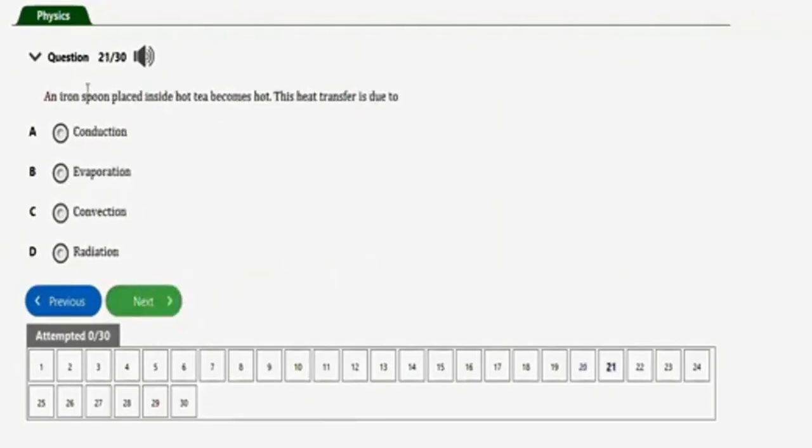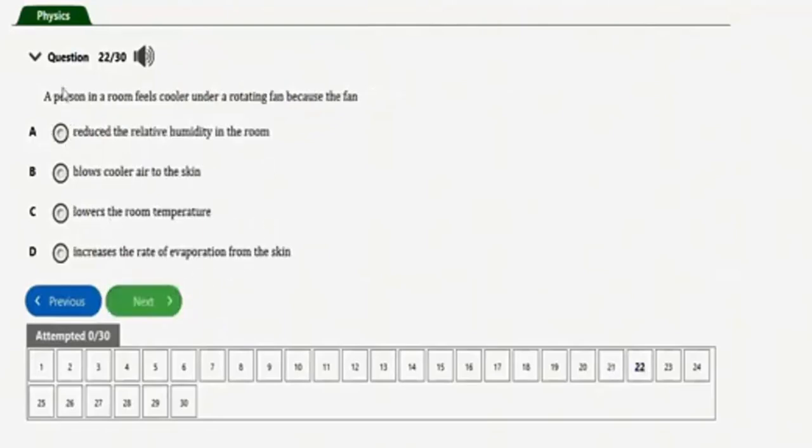It says, an iron spoon placed inside hot tea becomes hot. The heat transfer is due to, we have conduction, evaporation, convection, radiation. So I think I've answered this question before. The correct option is conduction. Alright, let's go to the next repeated question. It says, a person in a room feels cooler under a rotating fan because the fan, A, reduced the relative humidity in the room. B.